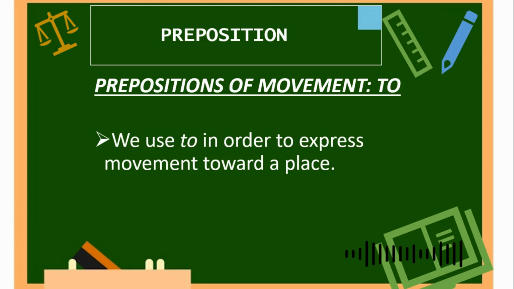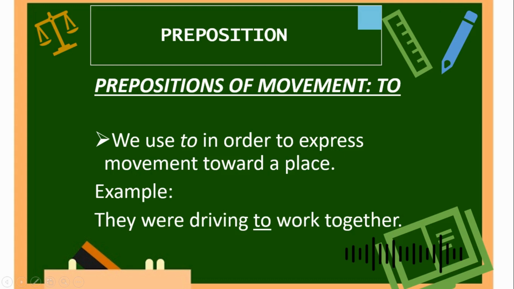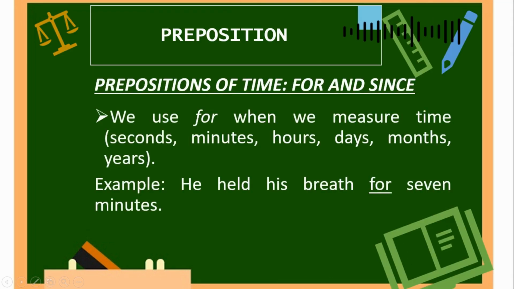Next, for prepositions of movement, we use to in order to express movement toward a place. Example: they were driving to work together. We use the preposition to. Prepositions of time: for and since. We use for when we measure time in seconds, minutes, hours, days, months, and years. Example: he held his breath for 7 minutes. We use for because we have here the length of time, 7 minutes.